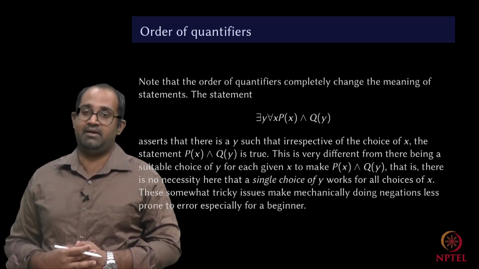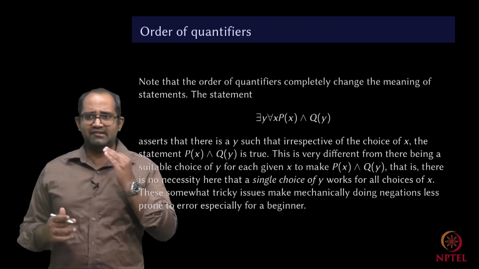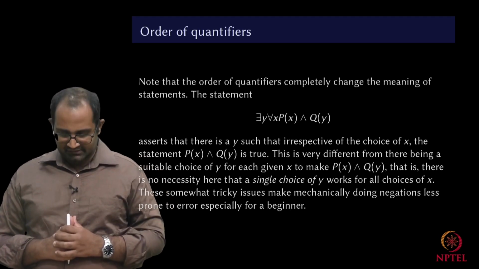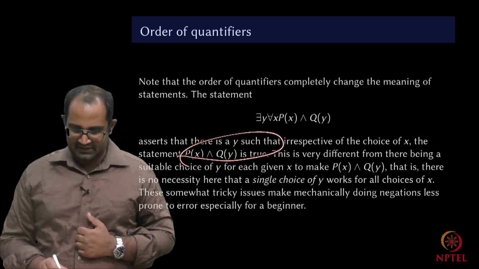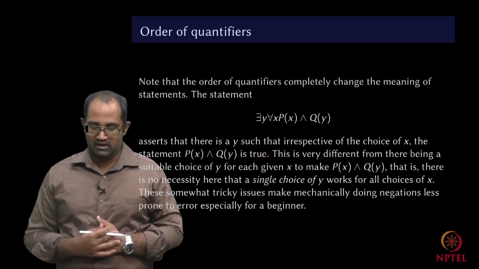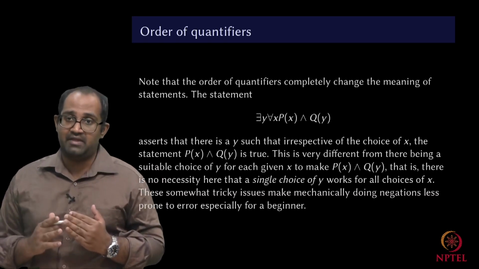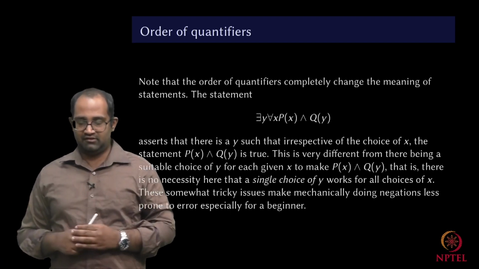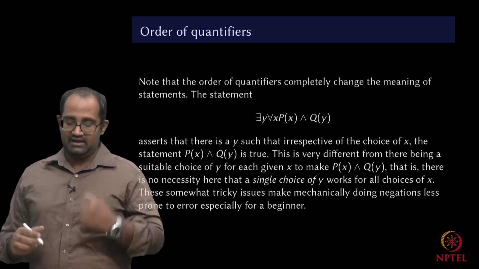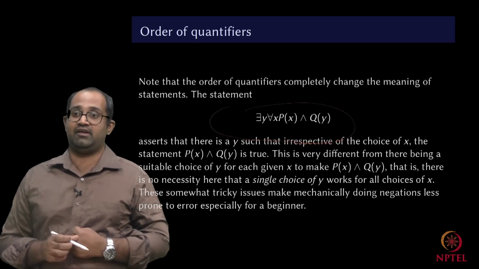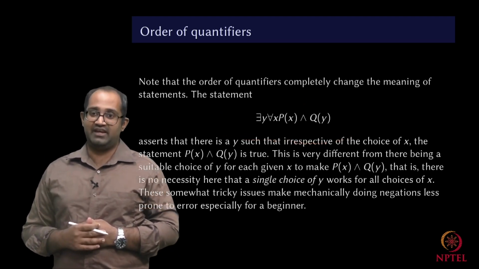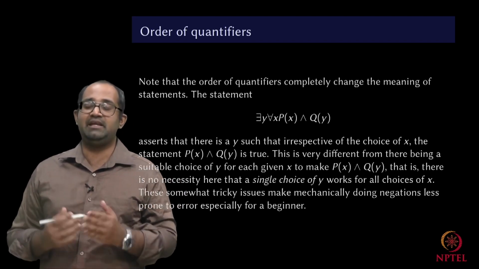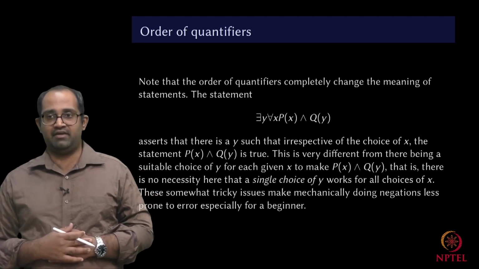This new statement asserts that there is a single y such that, irrespective of the choice of x, the statement P of x and Q of y is true, right. This is very different from there being a suitable choice of y for each choice of x. Here you need a single y that works for every choice of x. So, the meaning changes just by swapping the order of quantifiers.